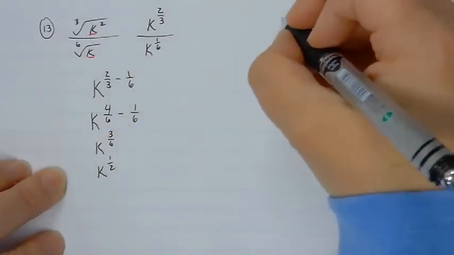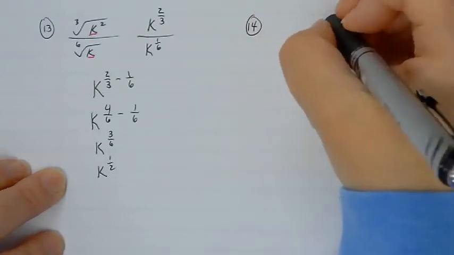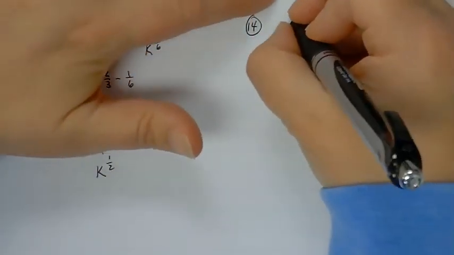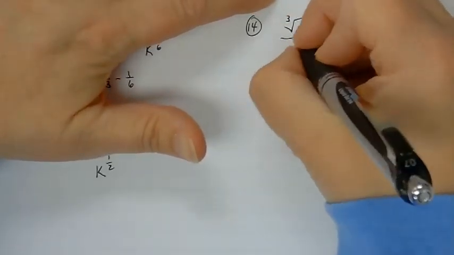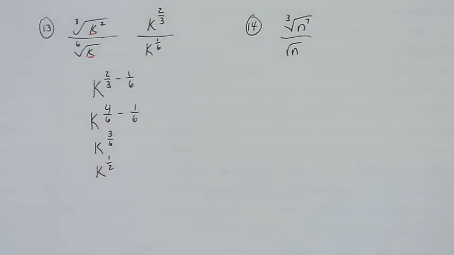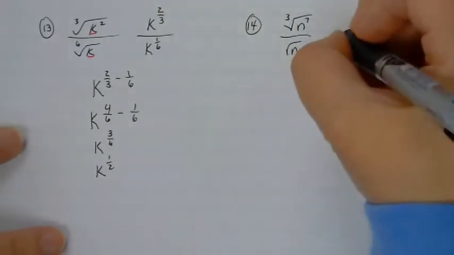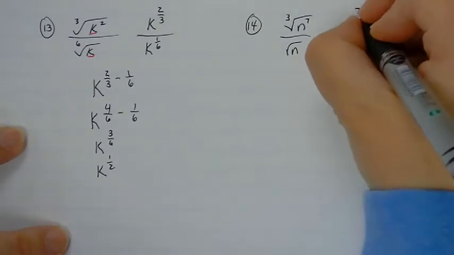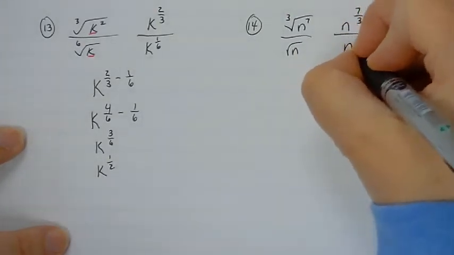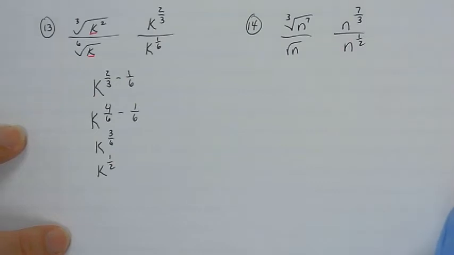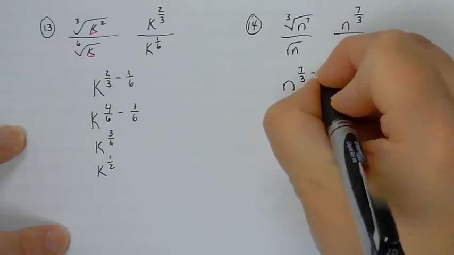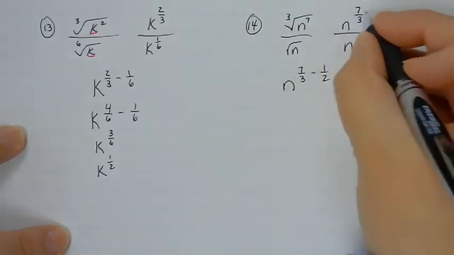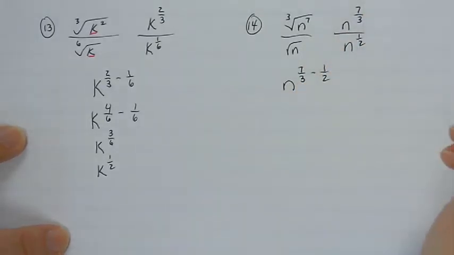Here's example 14. Why don't you pause the video, try it yourself. The cube root of n to the 7th over square root n. Remember, we can only work this problem because they both have an n under the radical. So this would be n to the 7/3 over n to the 1/2. So I can simplify by subtracting. By the way, I have more on top, right? So my answer should be positive.